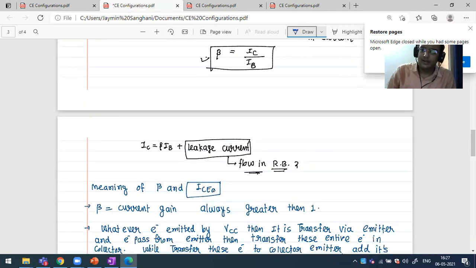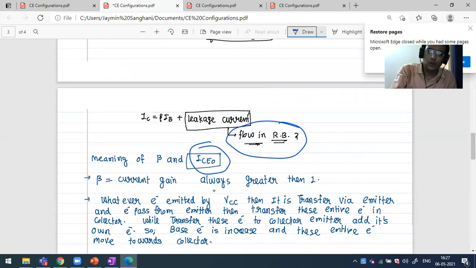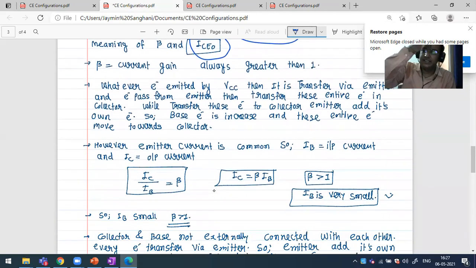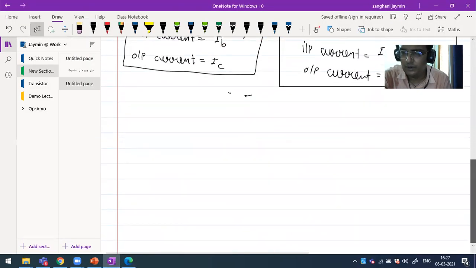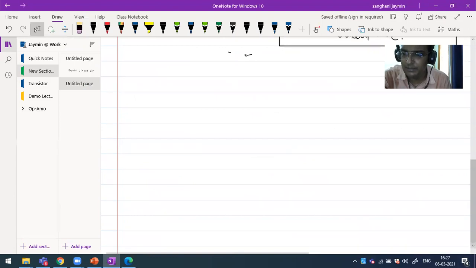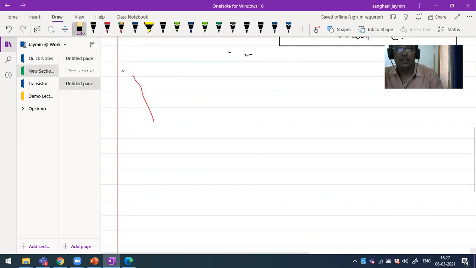Leakage current is the current that flows in the reverse bias. And what is the meaning of ICEO? I want to explain this here with the help of a figure. What is the meaning of ICEO, and what is the difference between ICBO and ICEO? See this very carefully.